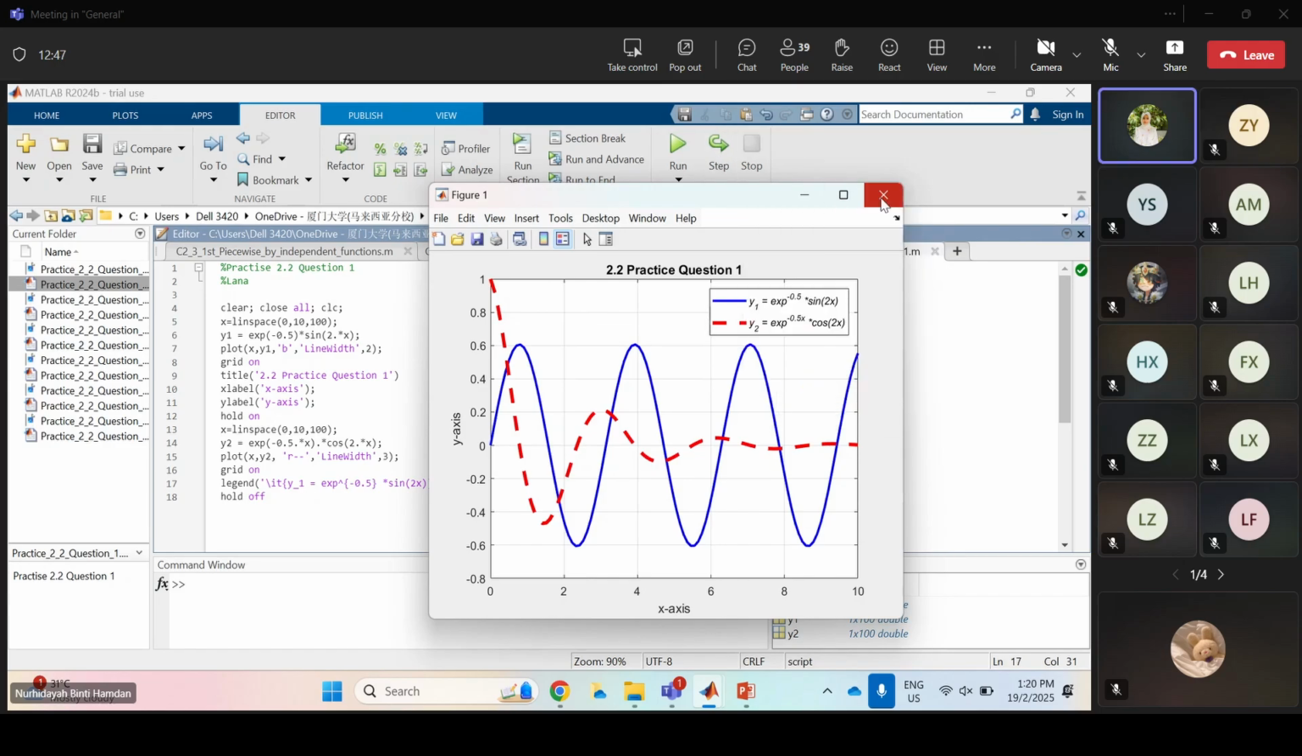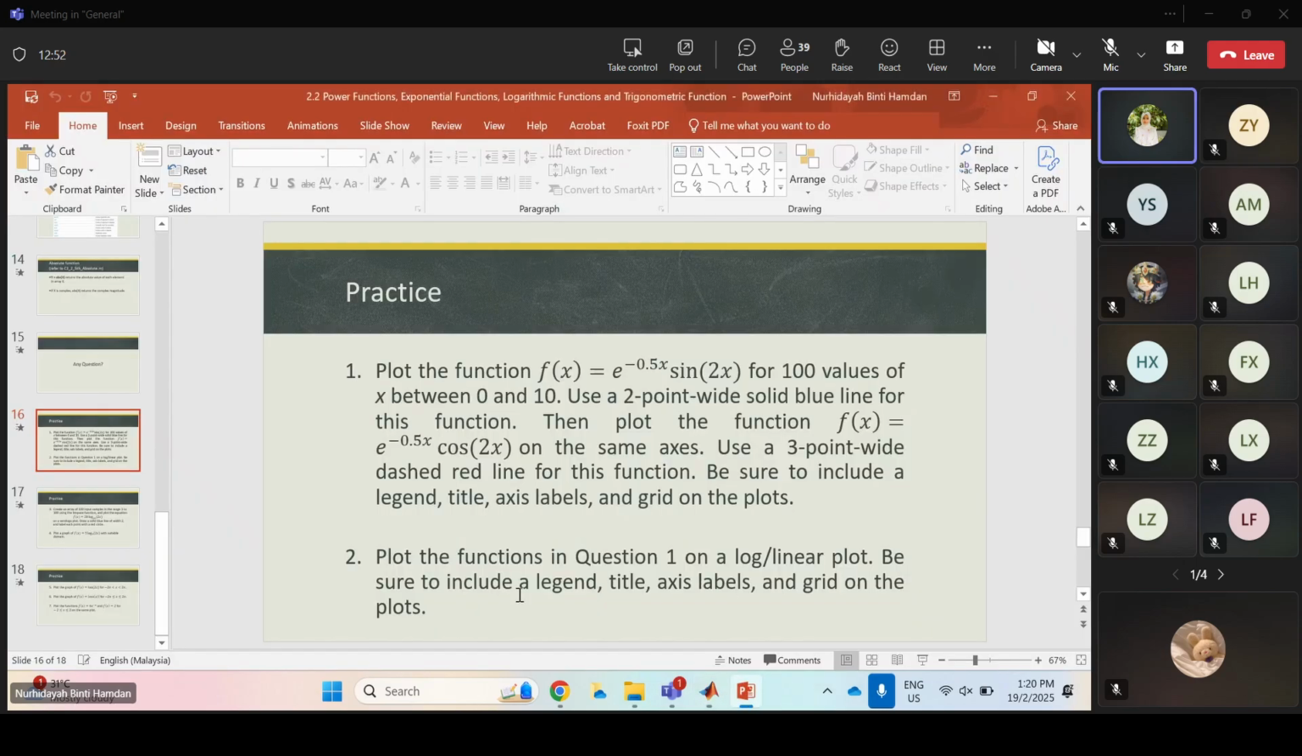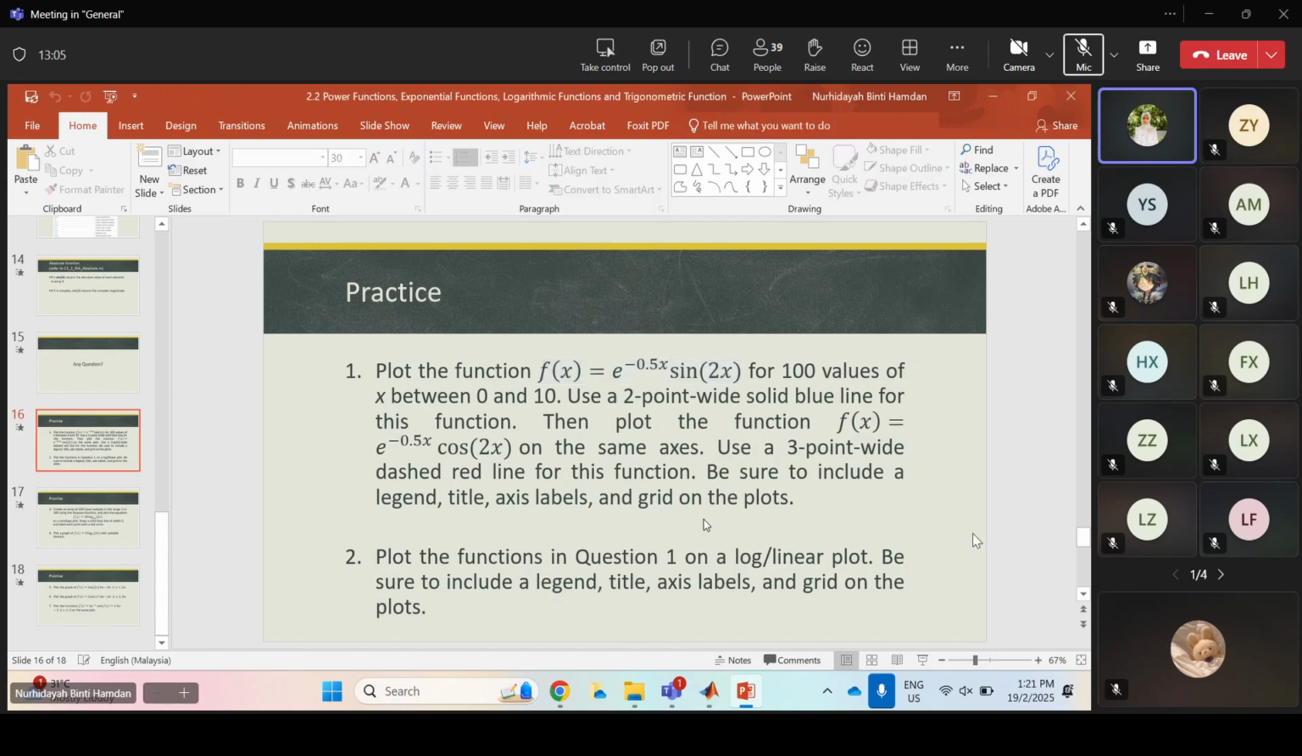Next is question 2. We want to do the same as question 1, but you use a log linear plot. Same question again, but you use a log linear plot. This one I leave it to you to answer on your own.